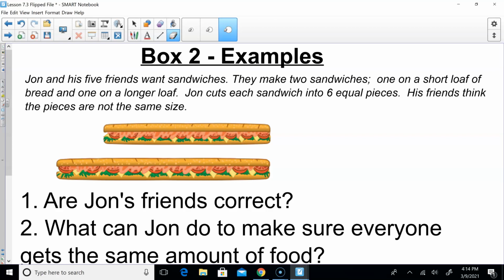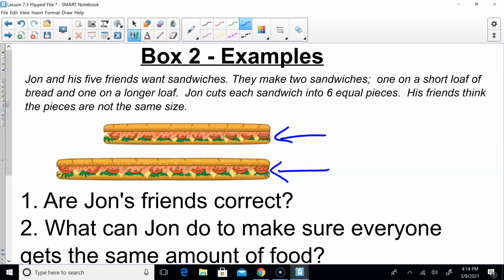But that does lead us to question number 2. What can John do to make sure everyone gets the same amount of food? What would be a good strategy? Well, if you cut them into 6 equally, each person could have a piece from here and a piece from there, and then everyone should have the same amount of food.